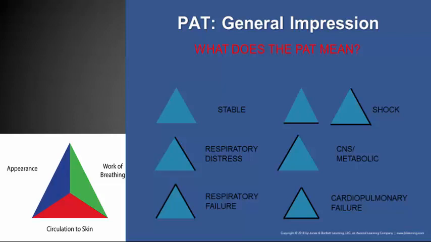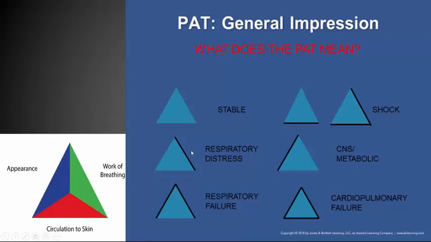So this is just an example of different critical illnesses or sicknesses that are associated with the pediatric assessment triangle, where you're going to form your general impression. Stable, you would see all legs of the appearance, circulation, and work of breathing are normal. There's nothing that just stands out.